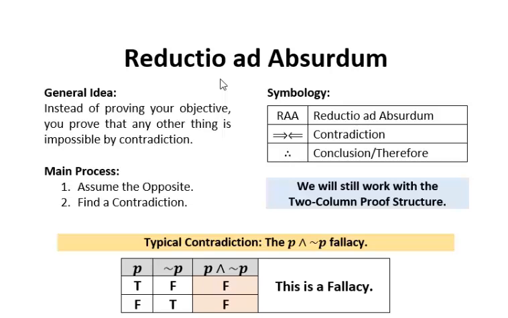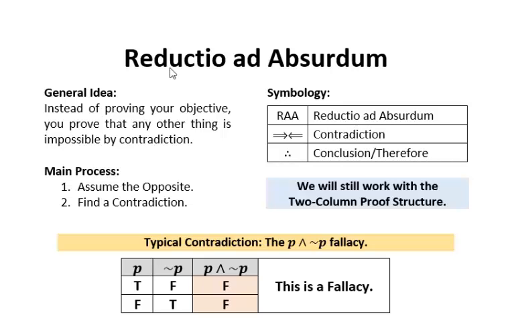The general idea of Reductio Ad Absurdum is that instead of trying to prove your objective, you're not trying to prove what you are asked to prove. What you're looking for is to prove that any other thing is impossible, like that any other possibility is going to generate a contradiction, so it's not possible to think otherwise. That's how you work when you're trying to solve an exercise using Reductio Ad Absurdum. You try to prove that the other position will basically be absurd. That's where the name basically can come from.